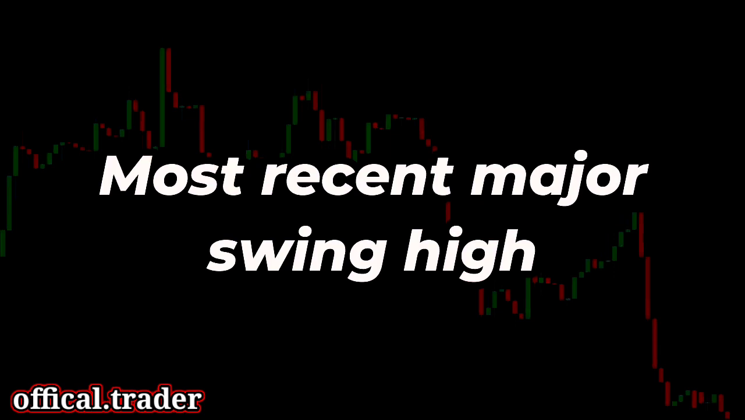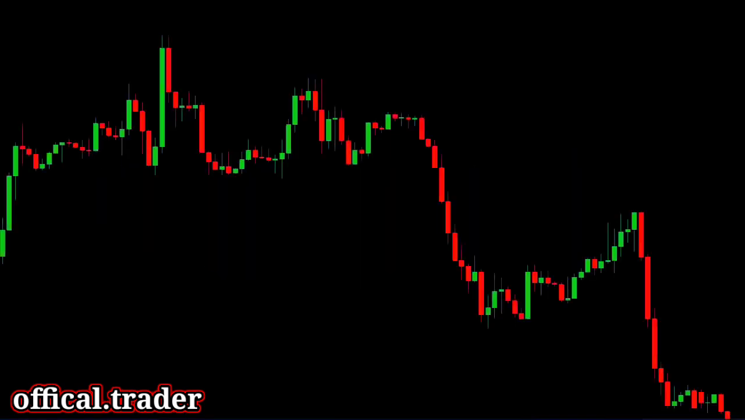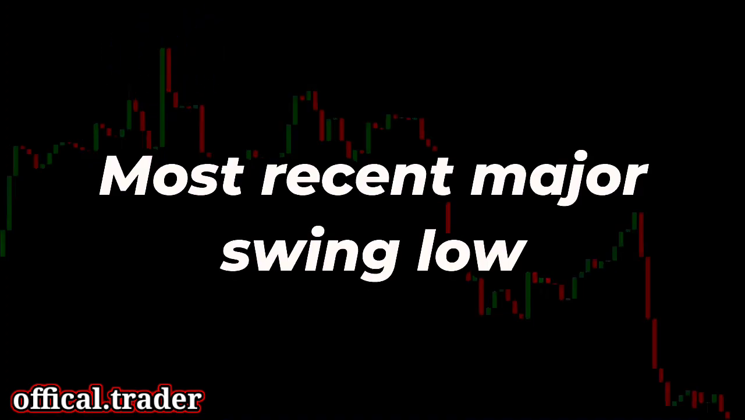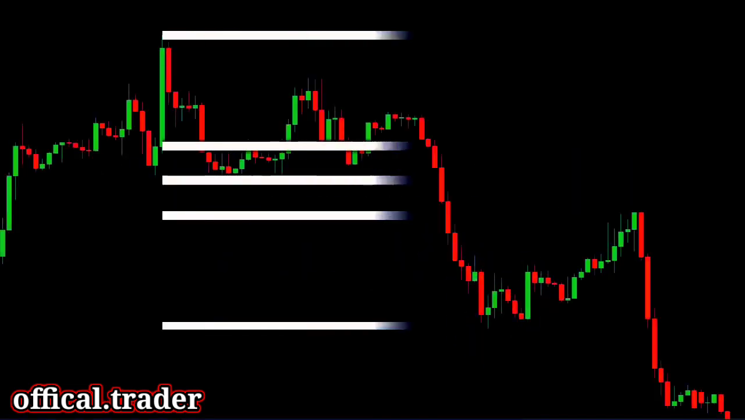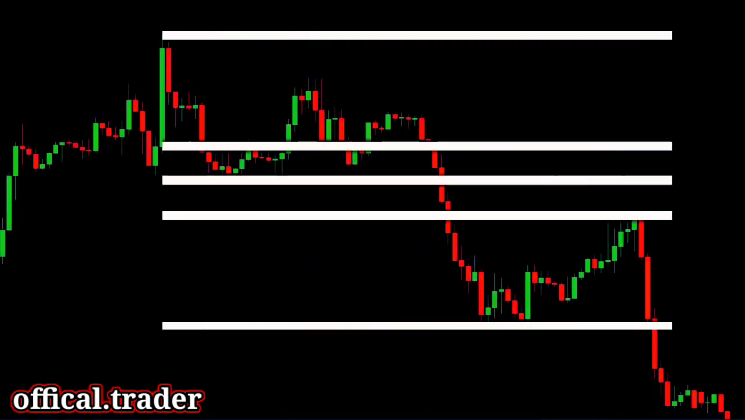First, we need to identify the recent swing high. On this chart, this is the most recent swing high. Then we will identify the most recent swing low on the chart, which is this point. Now, we will draw the retracement tool starting from the high of the swing high to the low of the swing low. Again, you will start from the swing high and end at the swing low.